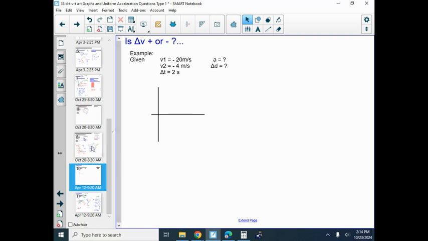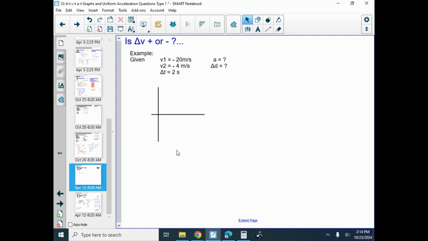That one there. Yeah, let's look at this one. So this question here, initial velocity is negative 20. Final velocity is negative 4. And the time interval is 2. So it's a very similar question, just with opposite directions going on.